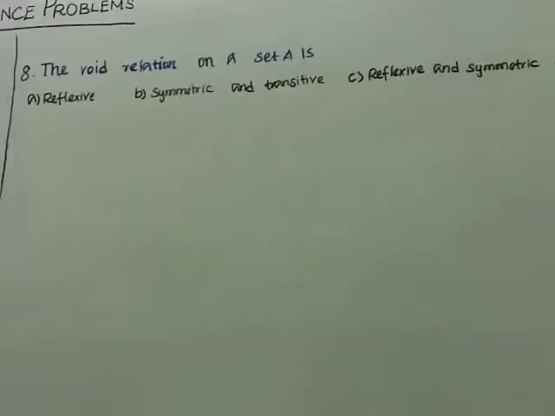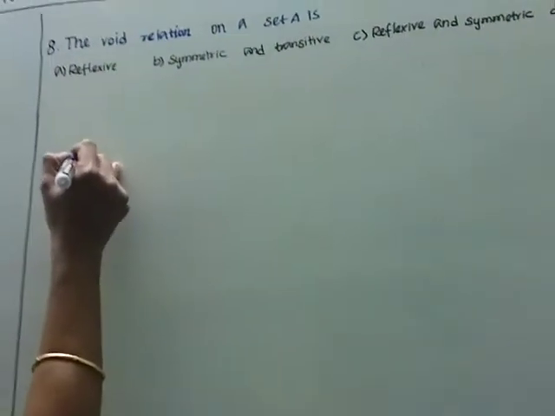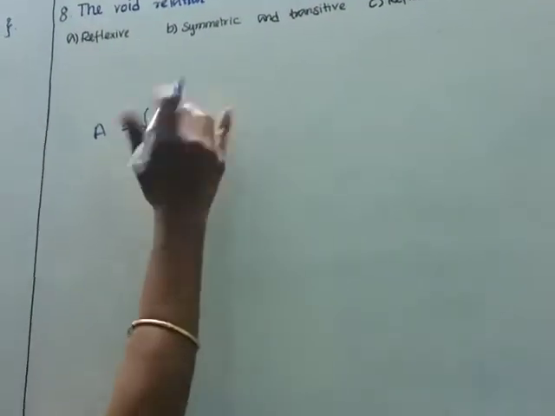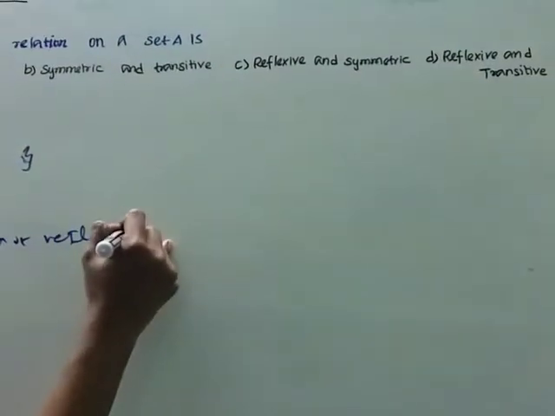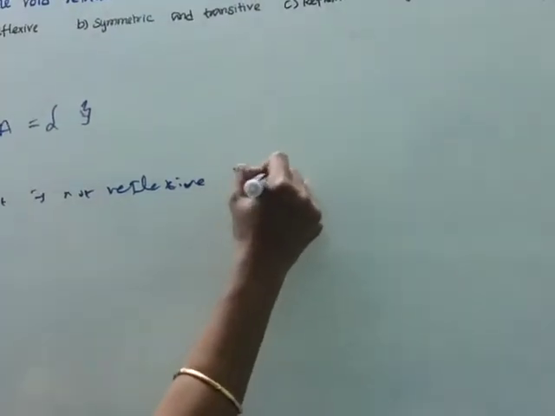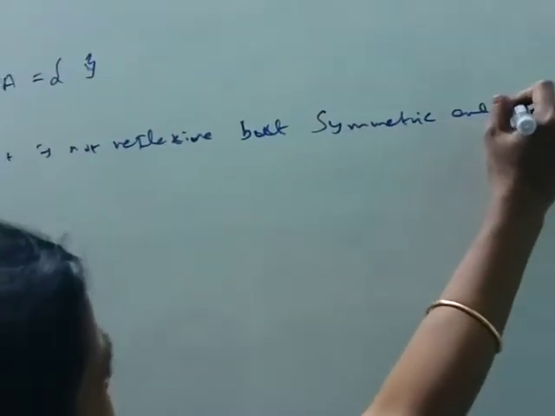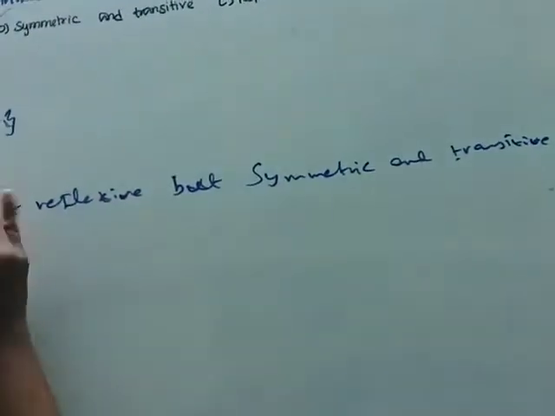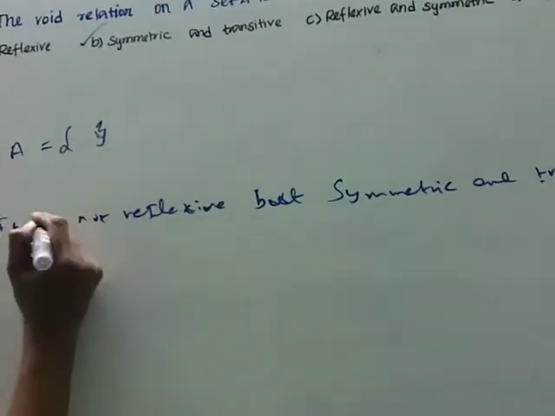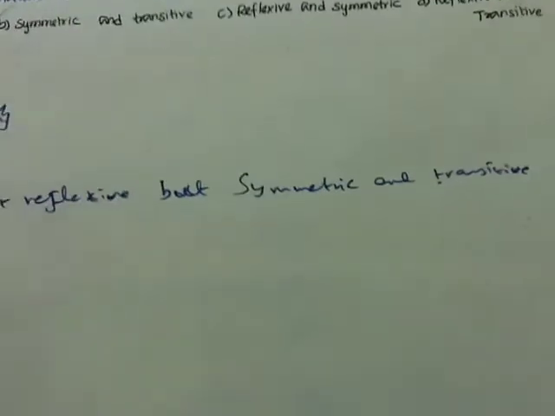So next problem, the void relation on a set A. It's a standard fact ma. That is our important result in the theory also. If that set is an empty set, then it is not reflexive but symmetric and transitive. Okay, it's a standard result. So void relation means empty set. The empty set is not reflexive but it will be both symmetric and transitive, okay?